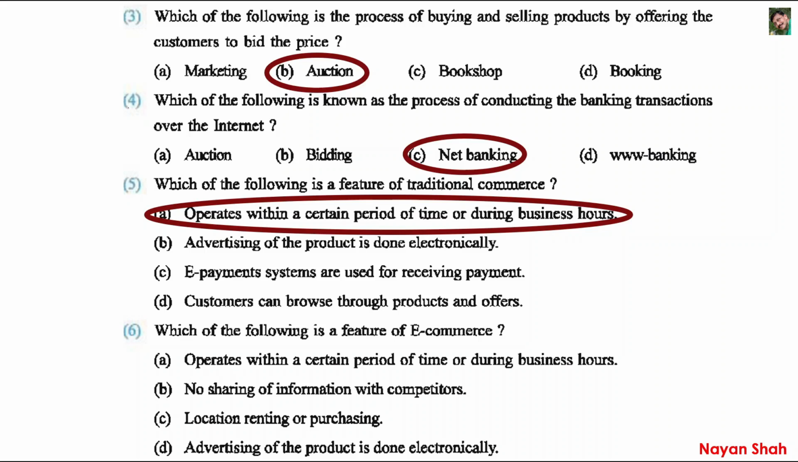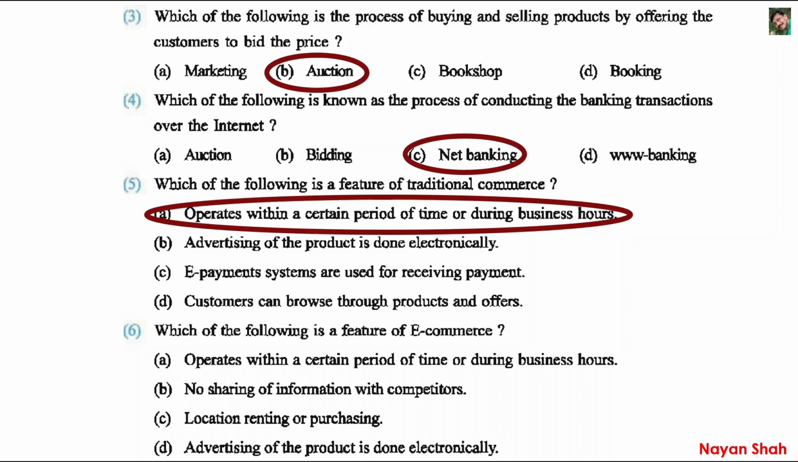Second, no sharing of information with competitors. No, over there, if they wish or they don't wish, the information is shared because it is publicly available on the website. So if Flipkart is having any sale starting from today, and if they wish Amazon should not know that, then you know that it is not possible. Over there in e-commerce, the information is shared by everybody because it is publicly available.